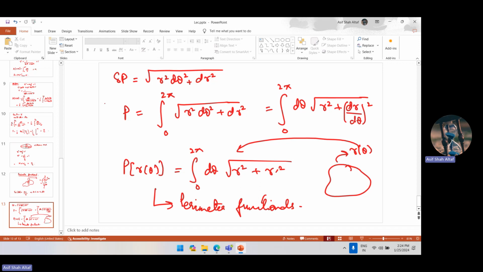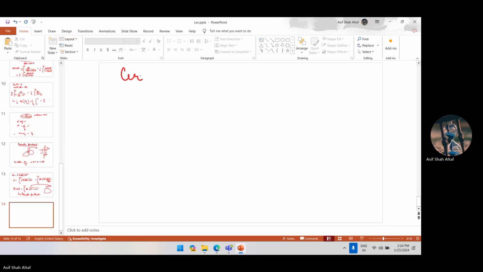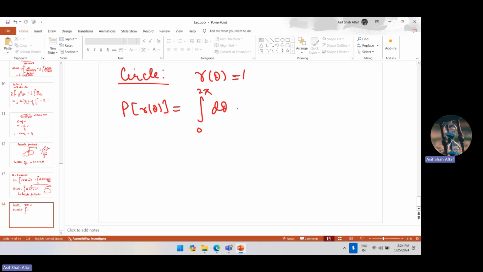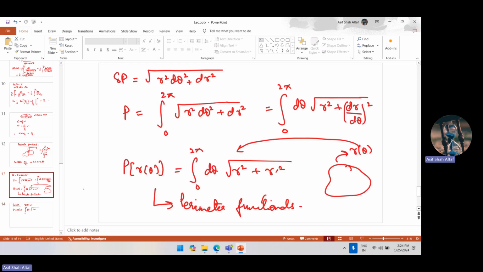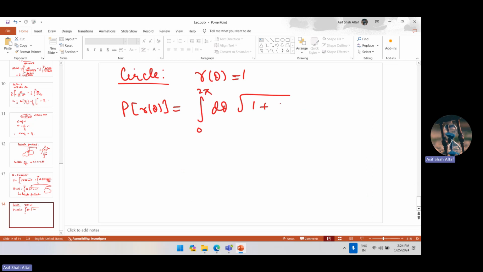As an example, let's try it on a simple case, say a circle. Let's see if we get the right answer. So for a circle, again, r of theta we know is 1, right? So then what we will get is the integral from 0 to 2 pi d theta of root of 1 plus, now the derivative r dash will be 0 because it's constant. So it will be just 0, and what you will get is just 2 pi.